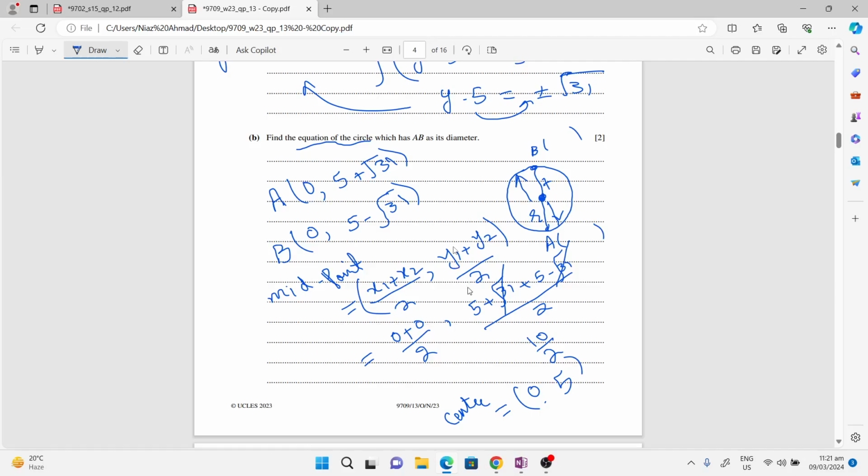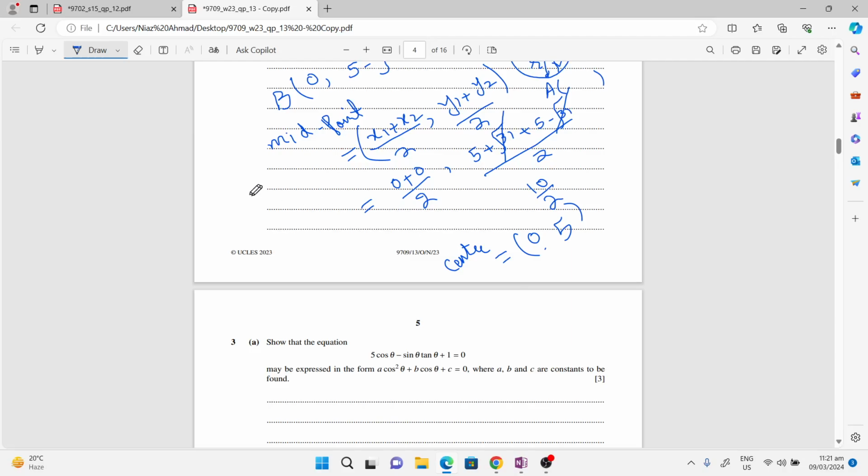So I got the midpoint of the diameter, and you better know the midpoint of the diameter is always the center. So if it is the center, I got my center. So for the equation of the circle, I need the radius. For the radius, I should use the distance formula from the center.